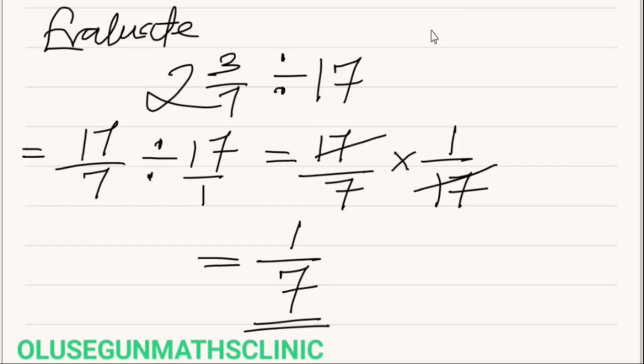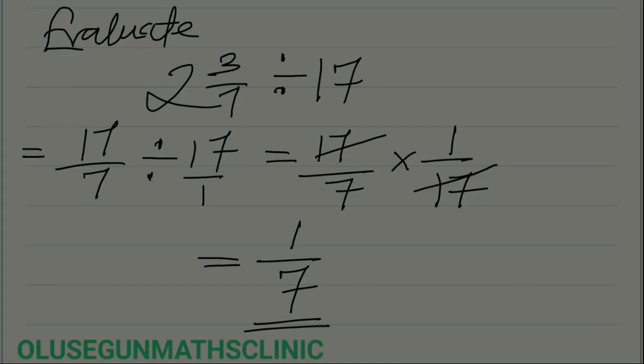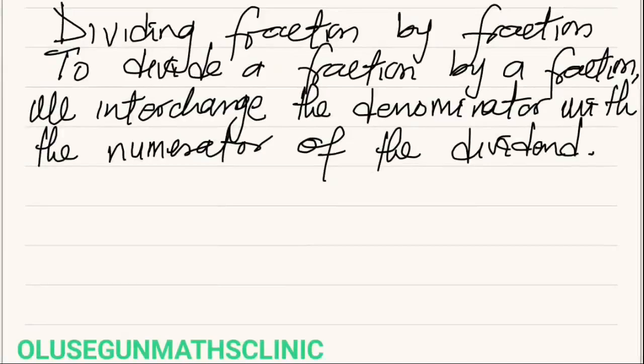So now we're also going to see how to divide a fraction by a fraction. That is the next class. Dividing a fraction by a fraction. To divide a fraction by a fraction, we interchange the denominator with the numerator of the dividend. So, for example, we are to evaluate a value like this.